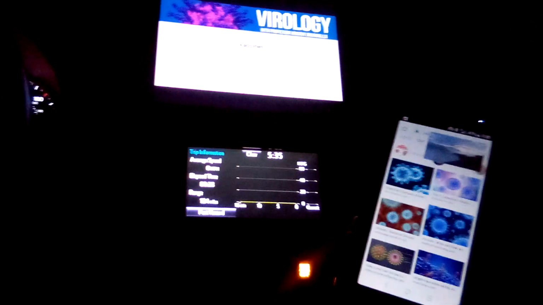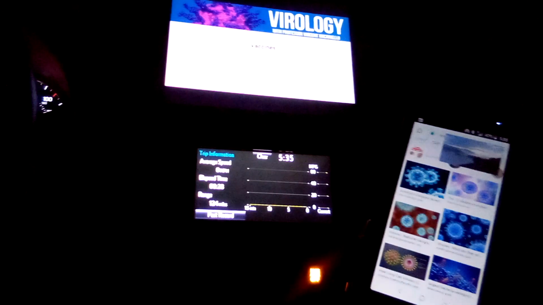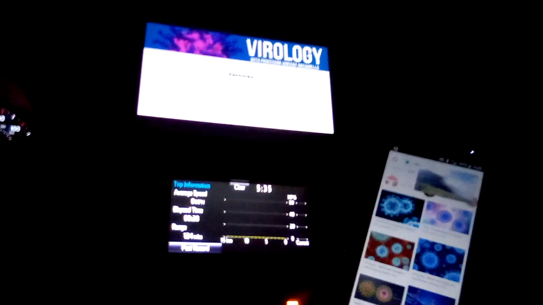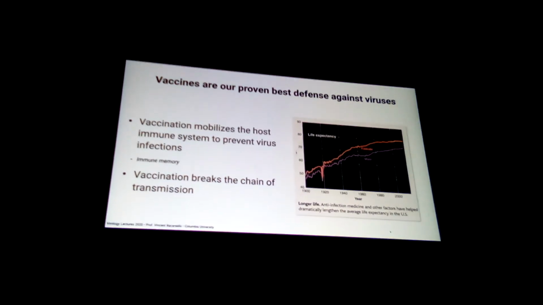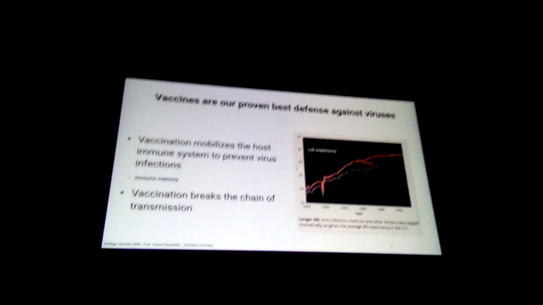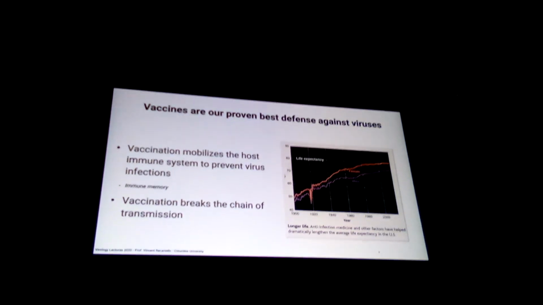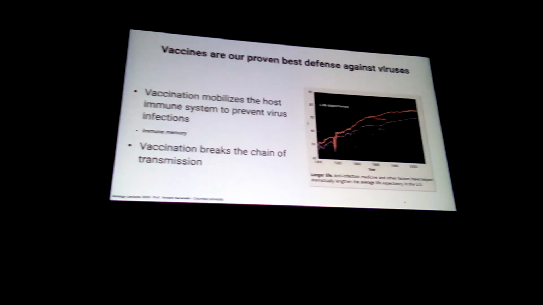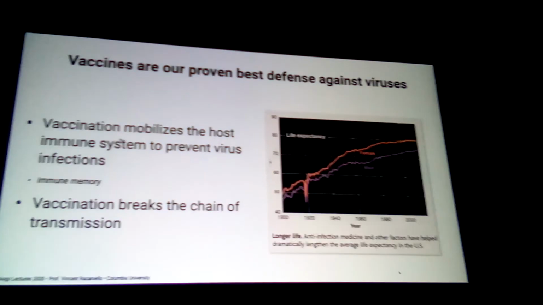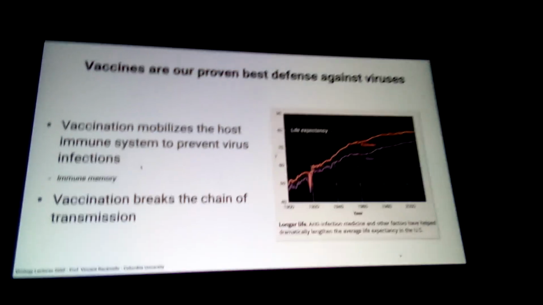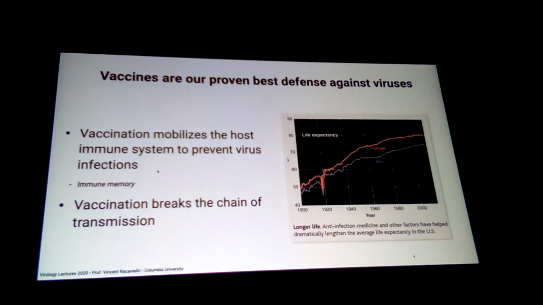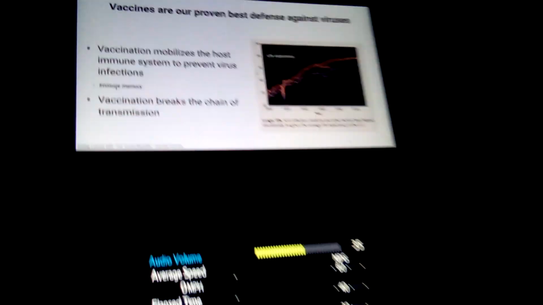Today we are going to talk about vaccines, what the different kinds are, how they work, and how to make them. Vaccines are our best defense against viruses. We've been using them for many years. What they do is they mobilize our immune system and they block or prevent virus infections. And that's because of immune memory, a concept we've talked about before.